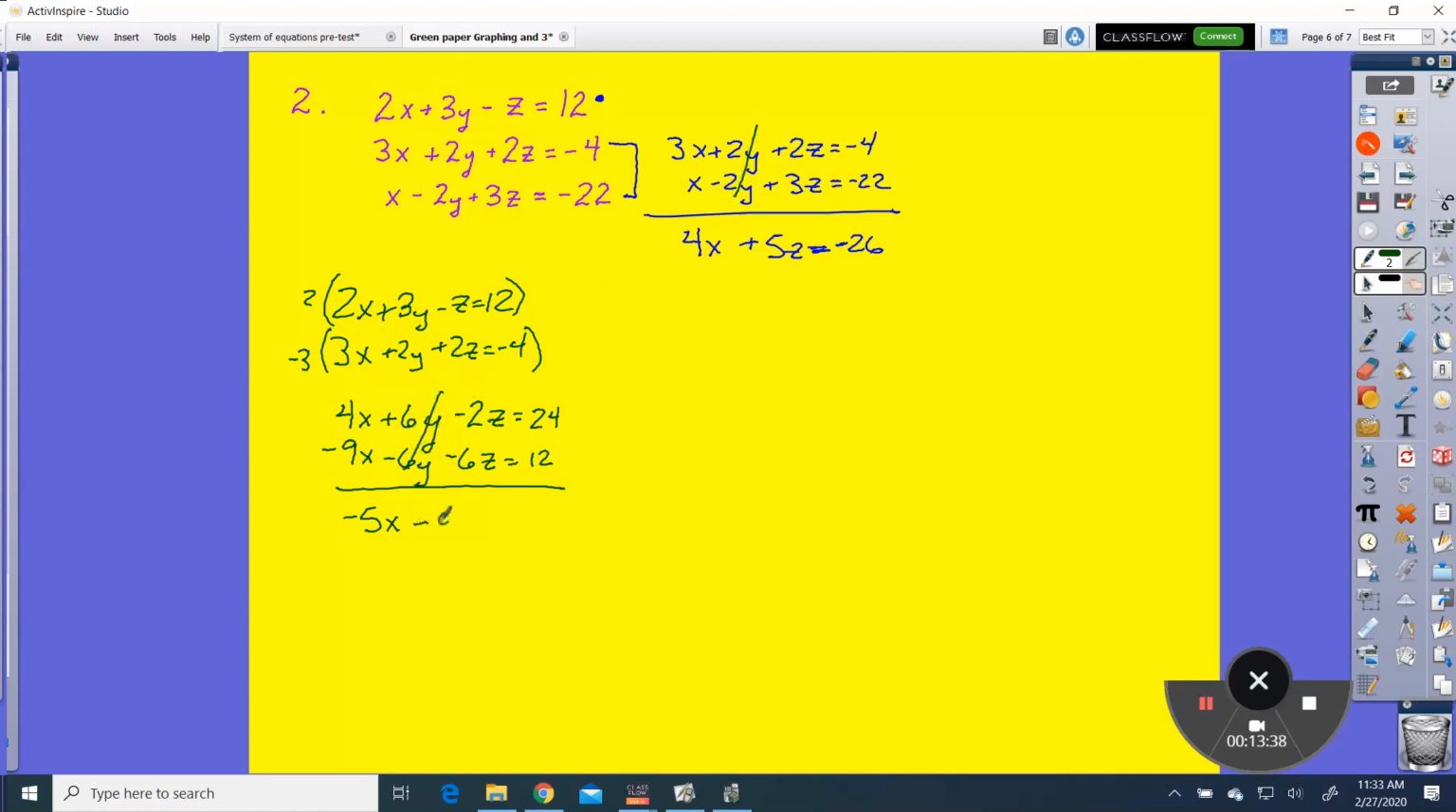Okay, so now I have negative 8z equals 36. So now I have a blue equation and a green equation. And now it's the same thing as what you've done before. You're going to solve for x or z from these two equations.